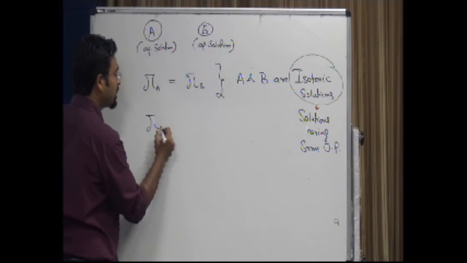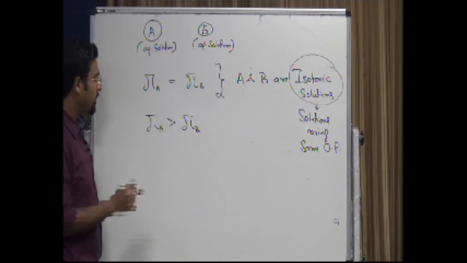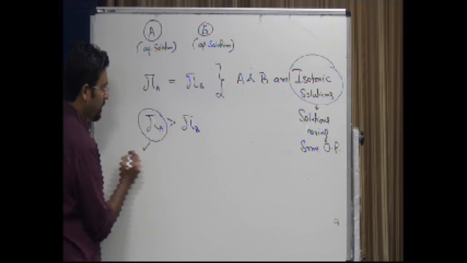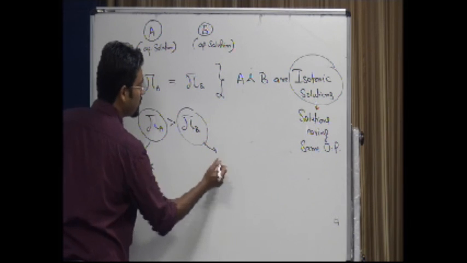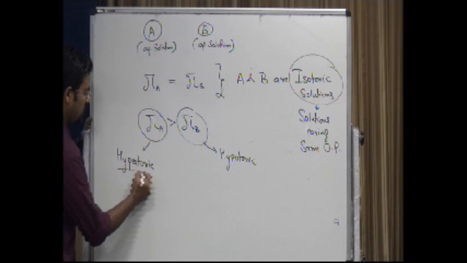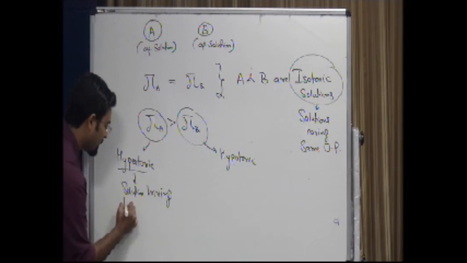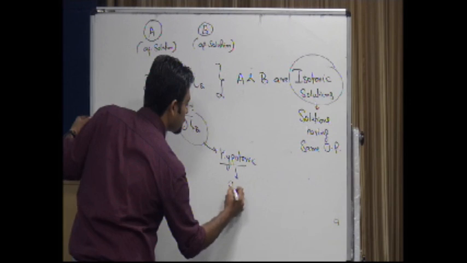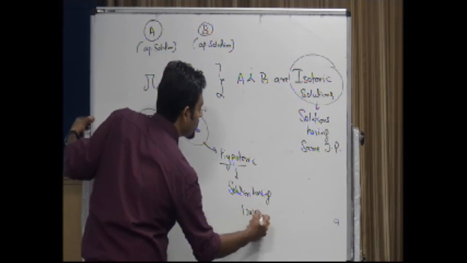If the osmotic pressure of the two are not equal, let's consider a case where the osmotic pressure of A is more than B. It could be the other way around. The one which has higher osmotic pressure is called hypertonic, and the one which has lower osmotic pressure is called hypotonic. Hypertonic: solution having higher osmotic pressure. Hypotonic: solution having lower osmotic pressure.